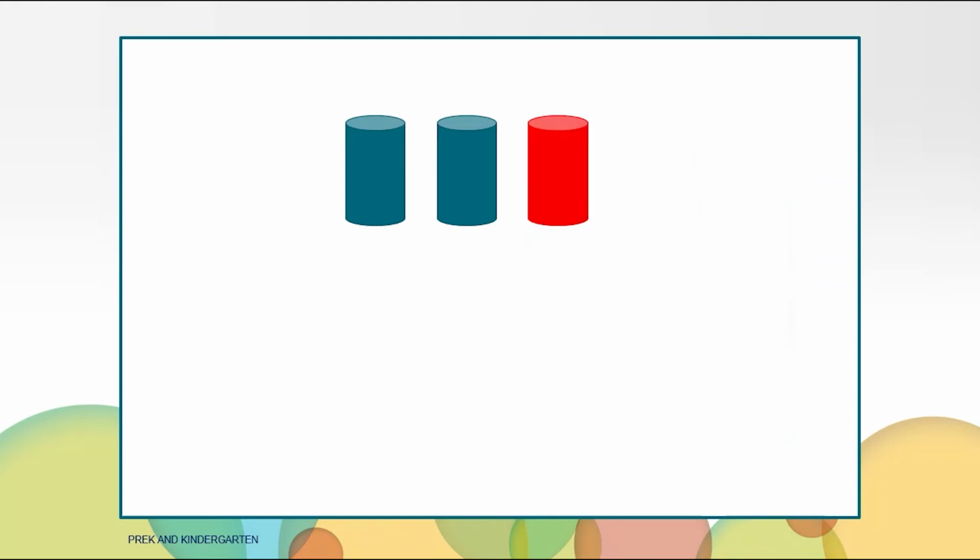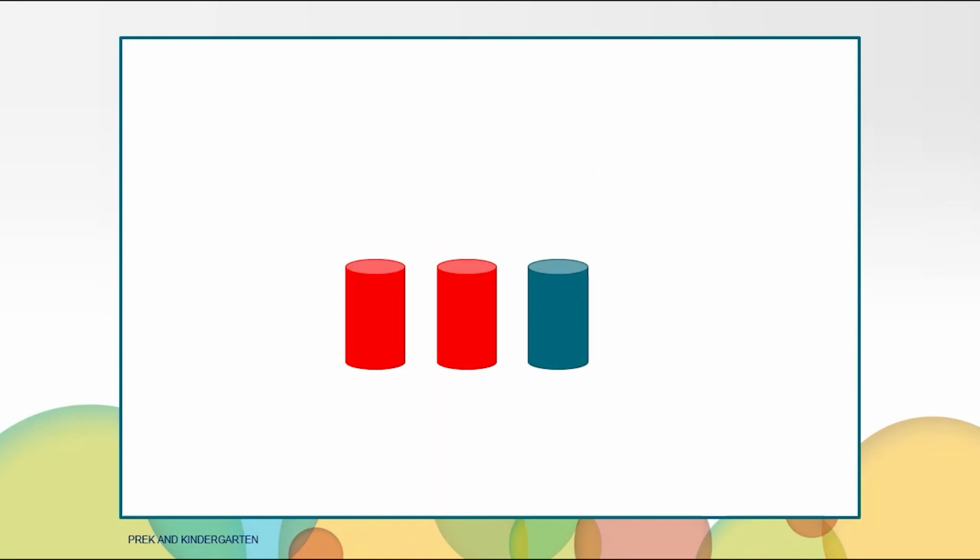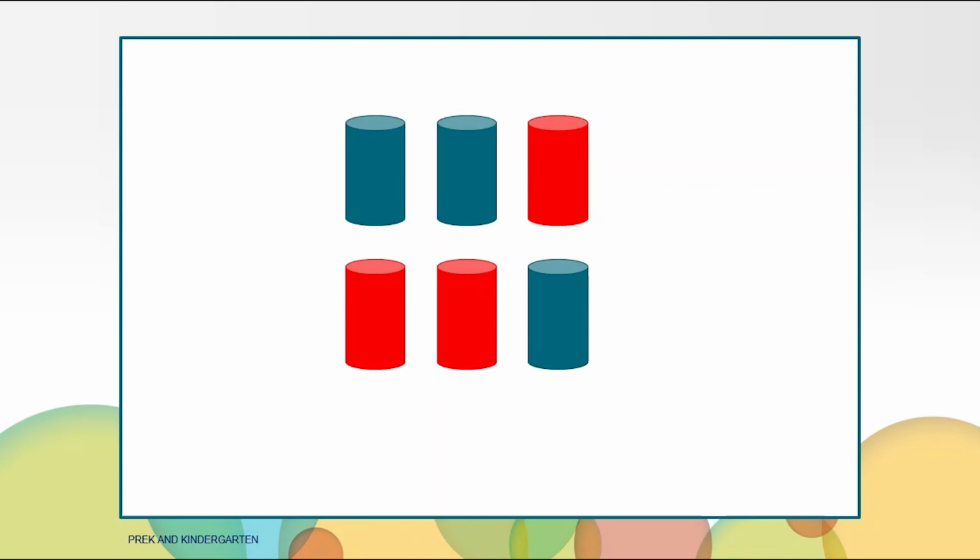Since some of them had to be blue and some had to be red, there were 2 ways I could make my candles. I could have 2 blue and 1 red, and I could have 2 red and 1 blue. See, there were 2 different answers. I have 3 candles and some are red and some are blue. The answers were I could have 2 blue and 1 red, or I could have 2 red and 1 blue.